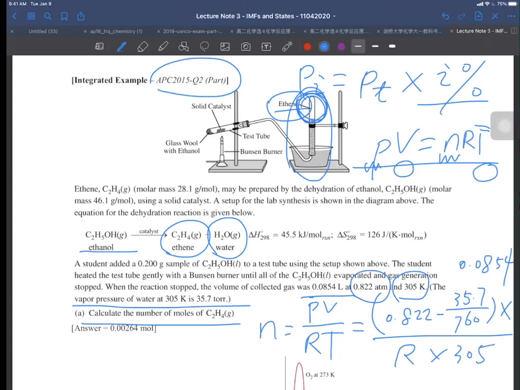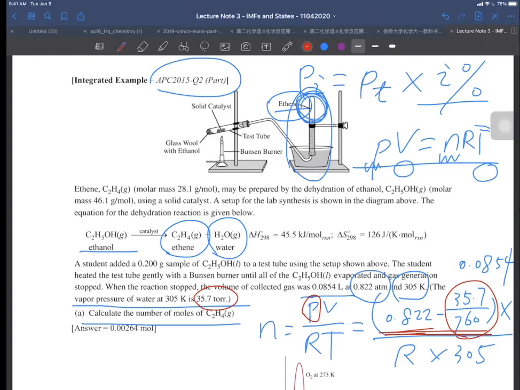You don't need to calculate the final results, just figure out what the equation is. What I want to remind you is, when you use P, make sure you subtract the vapor pressure of water from the total pressure, 0.822 atm. But since the vapor pressure is expressed in a different unit, you may need to convert torr into atm, or convert atm into torr. It's up to you.